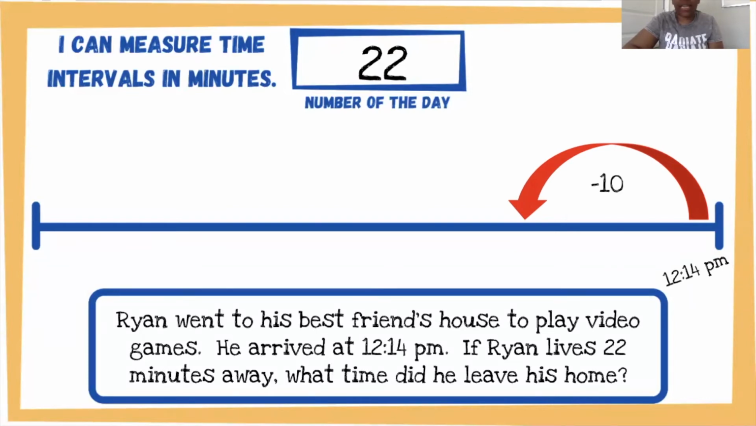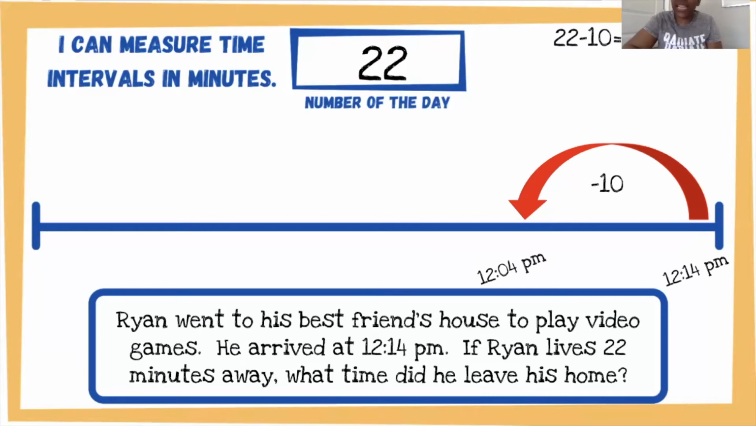Well, 14 take away 10 would give me 4. And so now the time is 12:04 p.m. So at this point, I've gone back 10 minutes in time. And so I still have 12 minutes in time I need to go back.